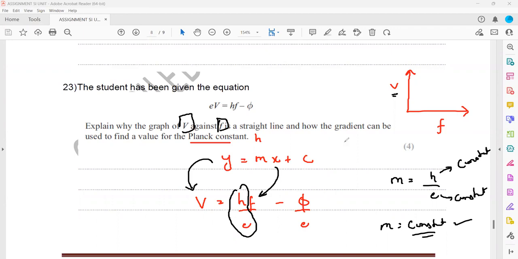The second part: how the gradient can be used to find the Planck's constant. So how can I find the Planck's constant or value of h? Gradient is Planck's constant divided by E. If I need h, E is divided, so on the other side it will be multiplied. So gradient multiplied by E will give the Planck's constant.